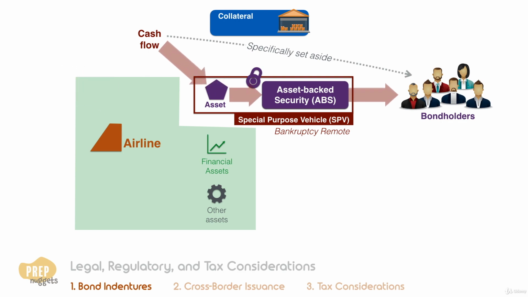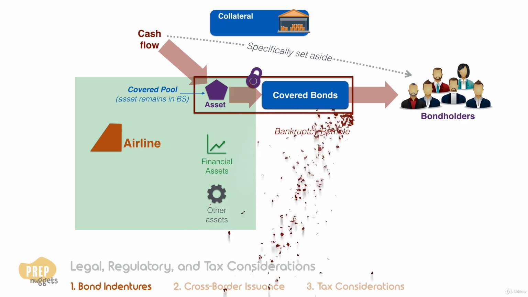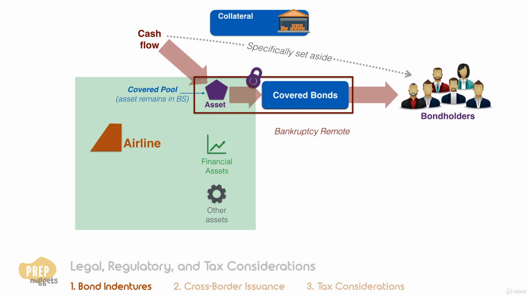In some countries, especially European countries, financial companies issue covered bonds. They're similar to ABS, but the underlying assets known as the cover pool remain on the balance sheet of the originating firm. This means that no SPV is created. Like ABS, the cover pool is bankruptcy remote. Special legislation protects the assets from the firm's creditors, even though the assets are in the firm's balance sheet.